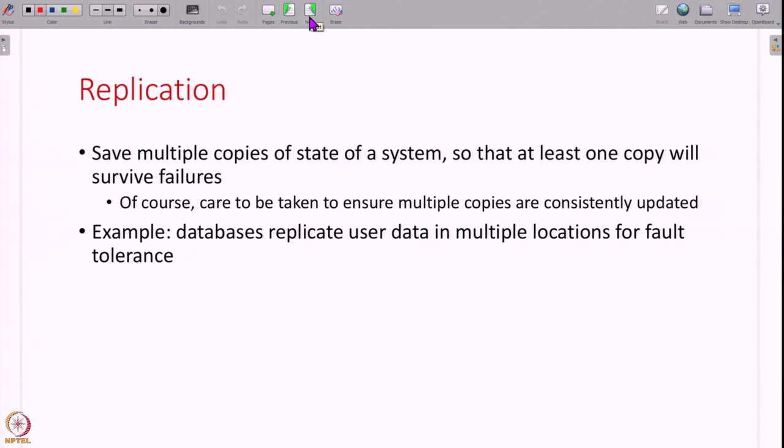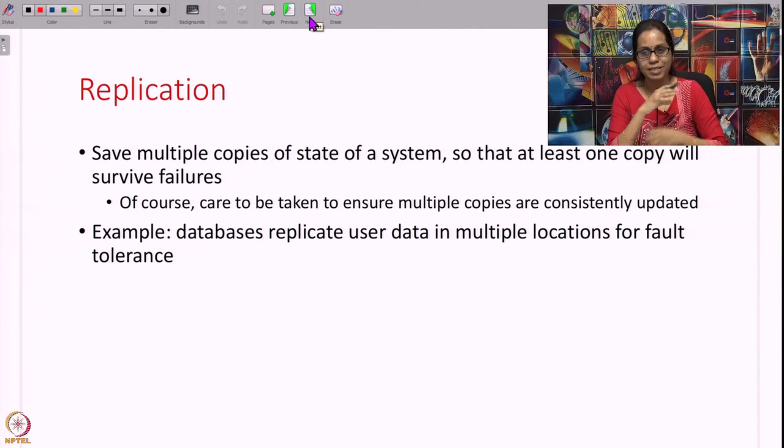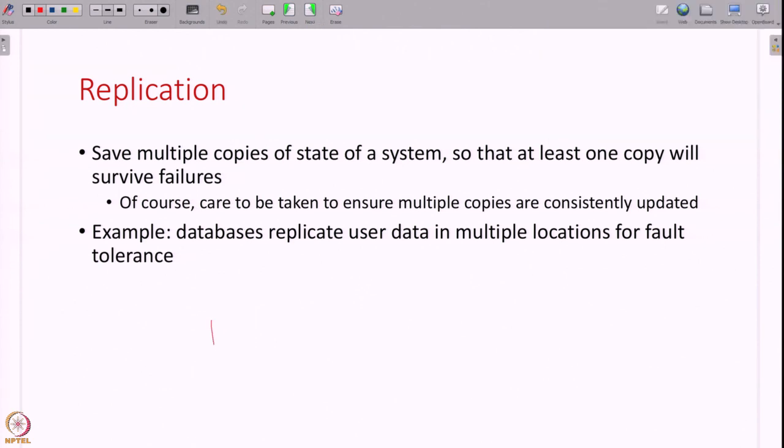Then the next design principle is that of replication. So, what is replication? When you do the separation of state from the computation, for example, a database, it does not just store one copy of the data, right. It will store multiple copies of the data so that even if one copy is lost due to say a hard disk failure, the other copy remains, right. So, replication is also widely used for fault tolerance in computer systems.